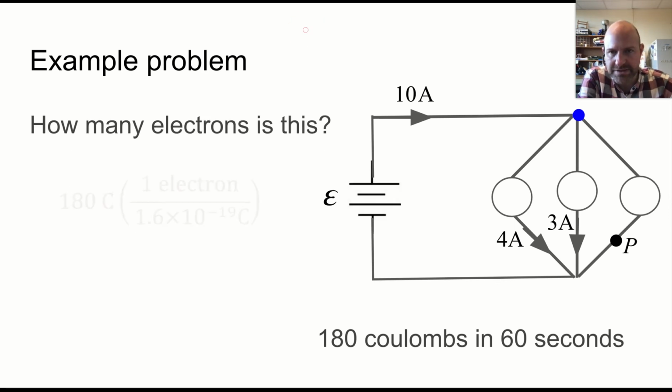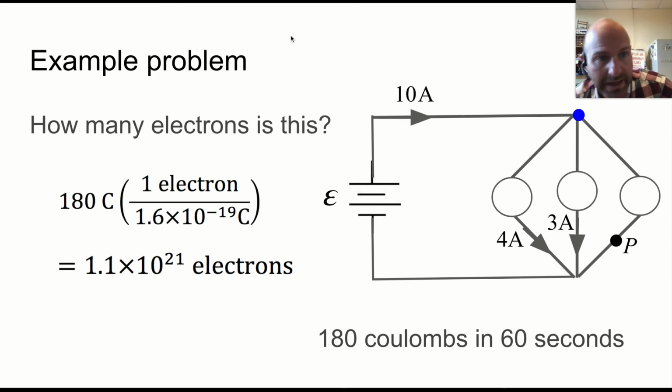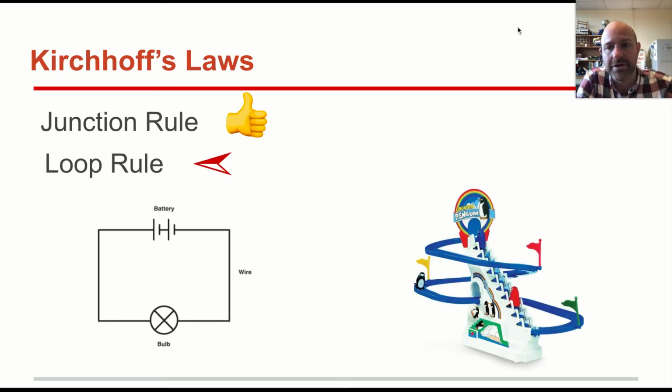How many electrons is this? Well, one electron is 1.6 times 10 to the negative 19 coulombs. And that means we get 1.1 times 10 to the 21 electrons. So a coulomb of charge has a lot of charged particles in it. That's something we learned before. And therefore, an amp, which is a coulomb per second, is actually a fair amount of current. We usually will not be dealing with whole amps of current in our circuits that we build at home. So we got the junction rule.